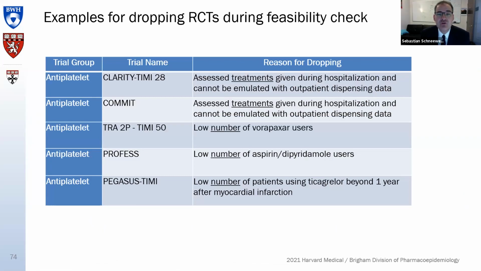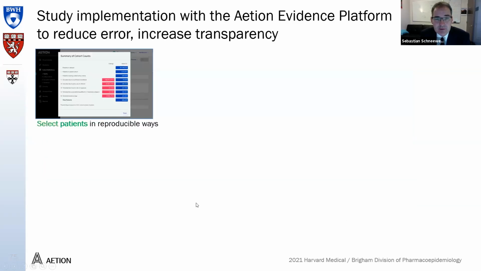Here are some examples of why some randomized trials that were originally thought to be reasonable targets for the emulation dropped out. These are antiplatelet trials. The first two dropped out because we realized the treatments were largely given in the hospital, and with claims you don't have very good visibility into that. The other three dropped out because the medication of interest was used so infrequently in the databases that we have available. Although they're very large, some of these medications simply don't have that much traction in the marketplace, and therefore we left them behind us.